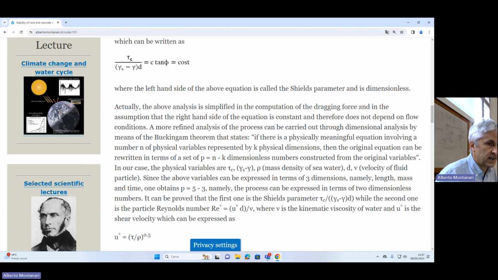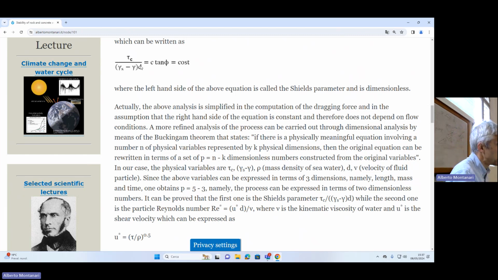The consequence is that here we want to identify dimensionless numbers in this relationship. In the expression of tau c, the first one is obvious. It's the left-hand side of this equation. It's dimensionless. If you try to analyze the units of this relationship, it's dimensionless.